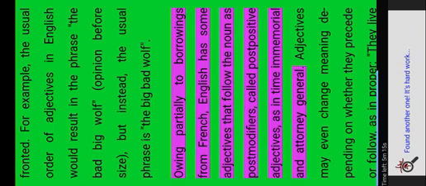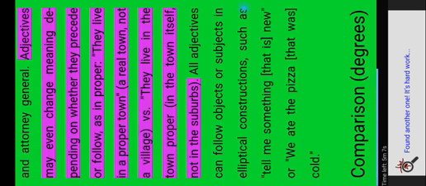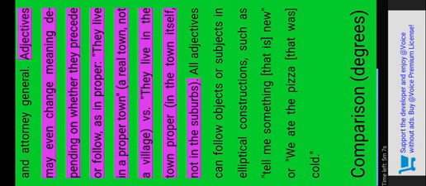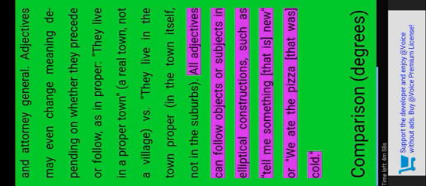Owing partially to borrowings from French, English has some adjectives that follow the noun as postmodifiers, called postpositive adjectives, as in time immemorial and attorney general. Adjectives may even change meaning depending on whether they precede or follow, as in proper: they live in a proper town, a real town, not a village, versus they live in the town proper, in the town itself, not in the suburbs. All adjectives can follow objects or subjects in elliptical constructions, such as, tell me something that is new, or, we ate the pizza that was cold.